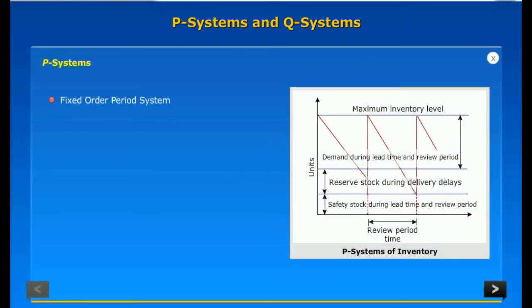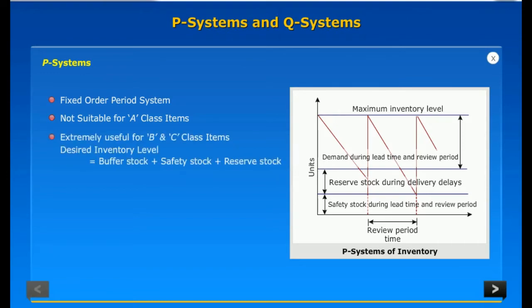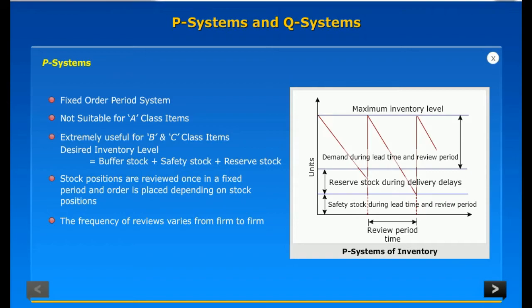P systems. Fixed order period system. Not suitable for A class items. Extremely useful for B and C class items. Desired inventory level is equal to buffer stock plus safety stock plus reserve stock. Stock positions are reviewed once in a fixed period, and order is placed depending on stock positions. The frequency of reviews varies from firm to firm. Some buffer stock is necessary for increased consumption or increase in lead time.